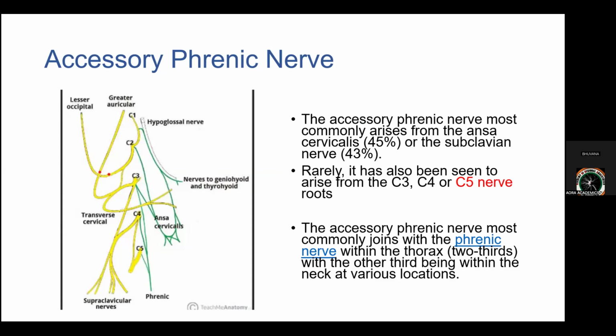The accessory phrenic nerve most commonly joins with the phrenic nerve within the thorax, or in one third of patients within the neck at various locations. So we can't predict the accessory phrenic nerve. That's why phrenic nerve sparing techniques do not completely eliminate the risk. We have a residual hemidiaphragmatic risk.